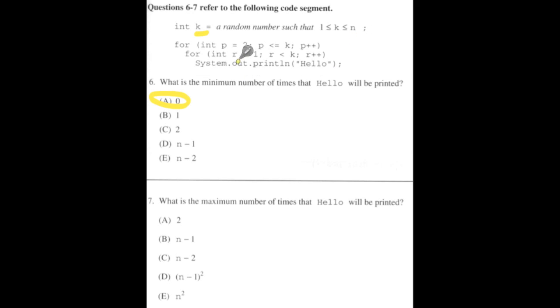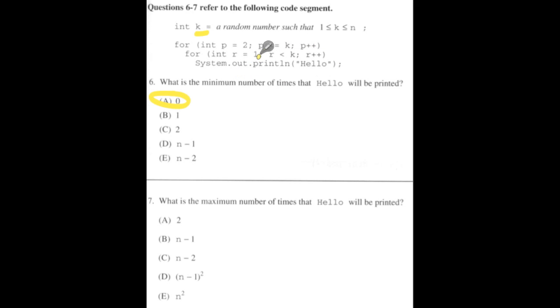Let's look at the loop now. Because we have a less than or equal to here on the outer loop, this loop will go p equal to 2, 3, and then 4 before it stops. So if n is 4, it goes 3 times. It's n minus 1 times that the outer loop is going to go. Okay, what about the inner loop?